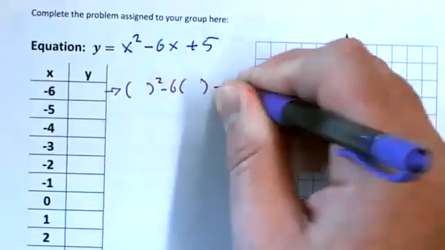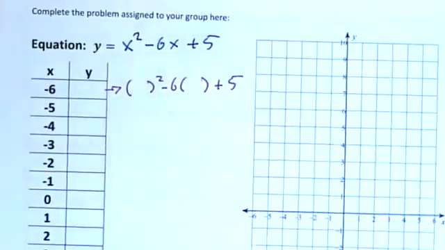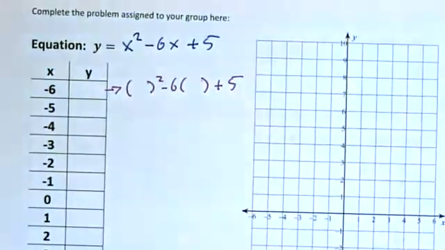Gotta get you guys to write at least this first one down. You don't have to write every one of them down. Let's write this first one down. I copied down my equation, but I left all my x's out, and I'm working on my first row. So what am I going to put in those parentheses in place of the x's?